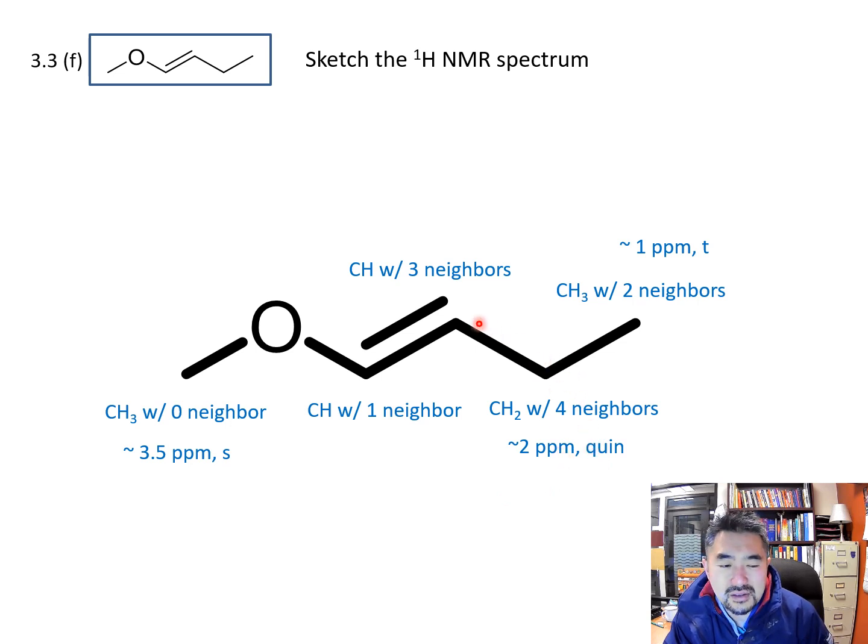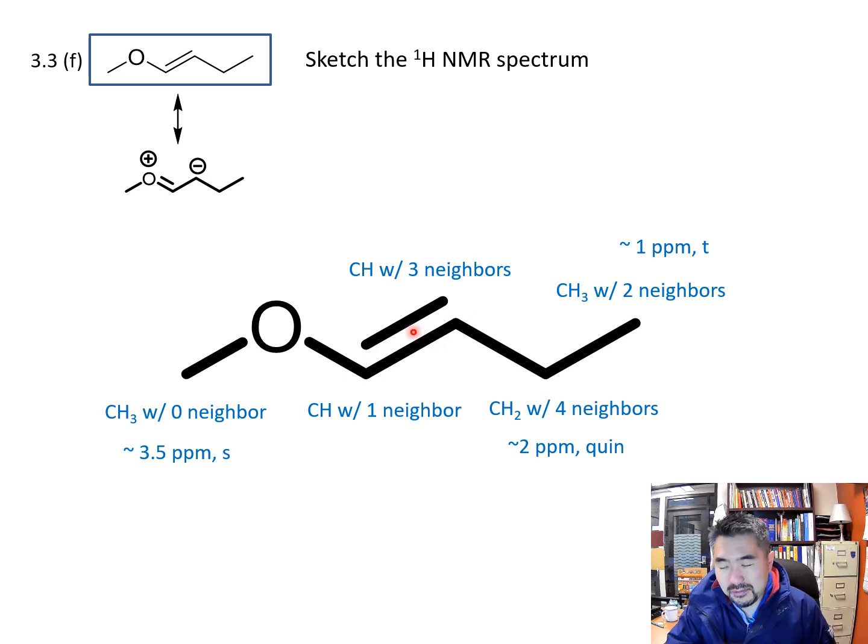It's adjacent to an electron withdrawing alkene group, so it's a little more downfield, around 2 ppm. Quintet. And now between these two protons, both of these are alkene hydrogens, so thinking about which would be, relatively speaking, more upfield and which would be more downfield, the best thing to do is to think about resonance. You still can't get away from resonance. Even if you're done with OChem, you're not done with thinking about resonance.